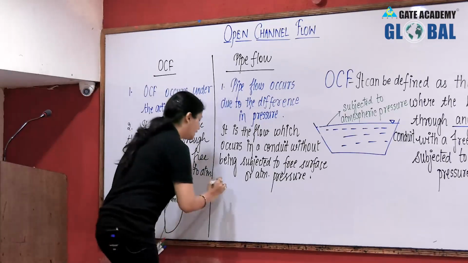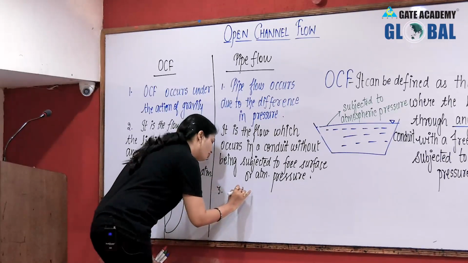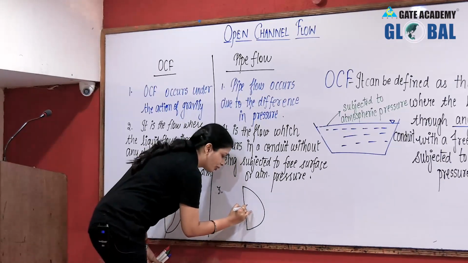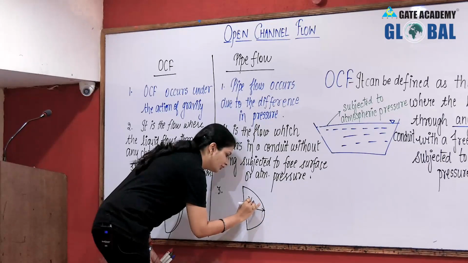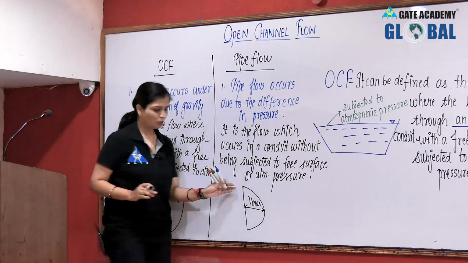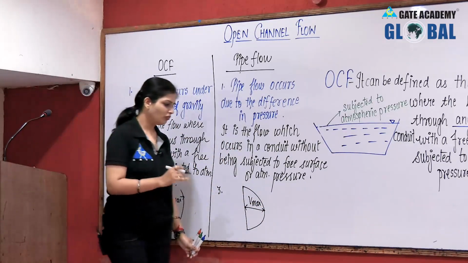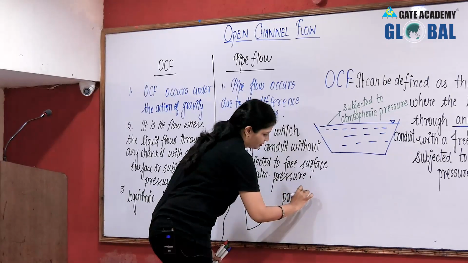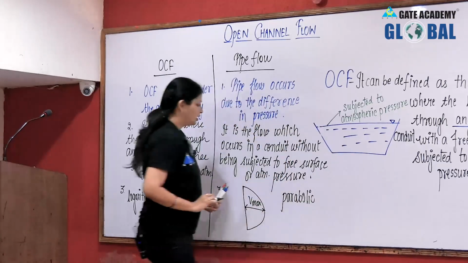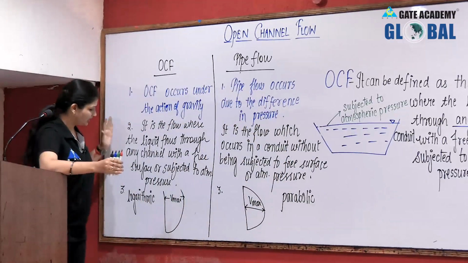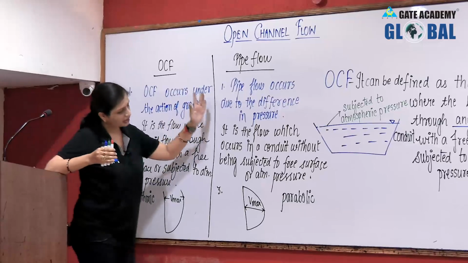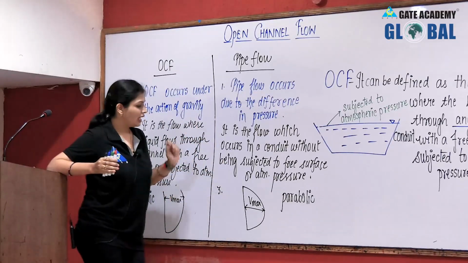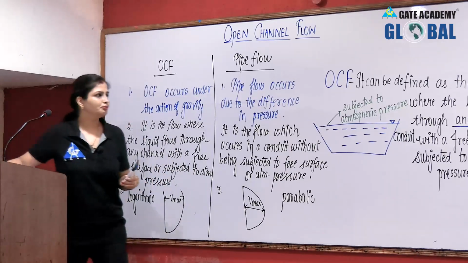While in the case of pipe flow, the velocity distribution diagram, that is, here you can see. Could you tell me what this shape is? What this profile is? This is parabolic. Fine. So here, in case of open channel flow, it is logarithmic velocity distribution, while in the case of pipe flow, this is parabolic.